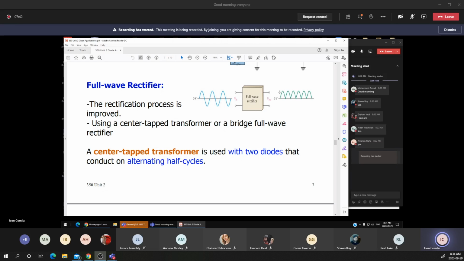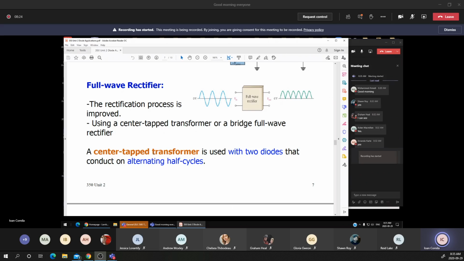You notice that the pulsating voltage at the output of the full-wave rectifier has both halves of the waveform, which means that the average voltage and average power are increased, twice that of the half-wave rectifier. Actually, there are two different ways of making a full-wave rectifier. One way is using a center-tap transformer and just two diodes.